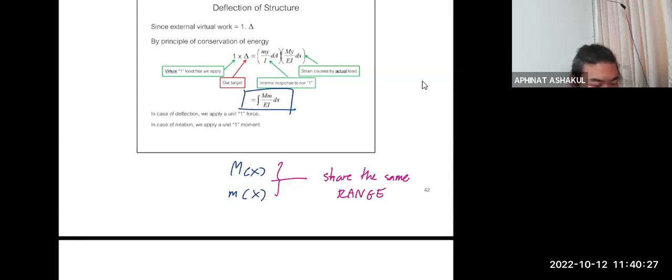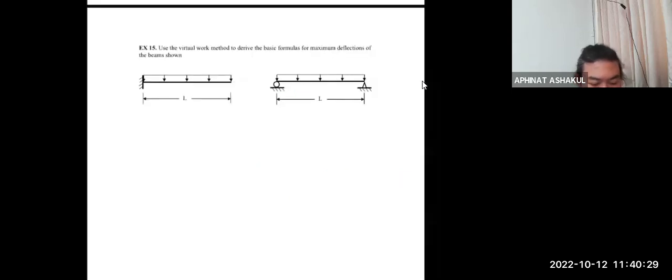So, without further ado, just go back here and try to solve the deflection. Use the virtual work to derive the basic formulas for the maximum deflection. Can I do this? You think so? I like to think so, but I'm not so sure. So let's try, okay?